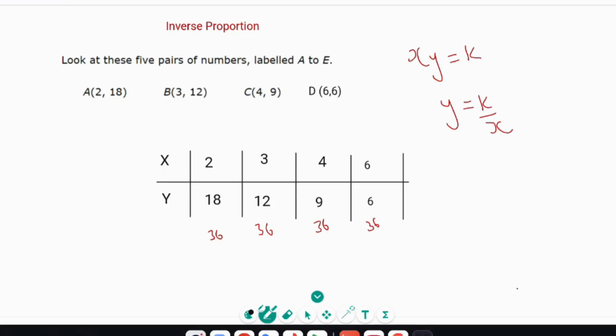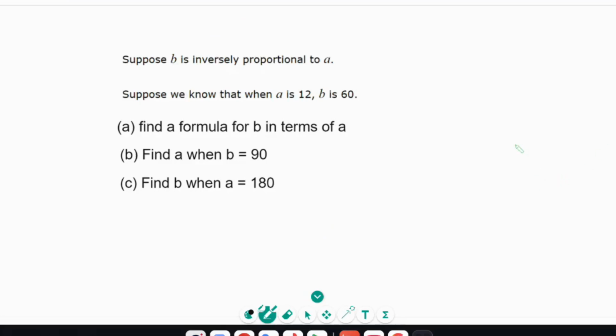Okay, so let's just have a look at how to apply that to a question. Suppose B is inversely proportional to A. This time, for inverse proportion, we use that symbol. We write 1 over. So B is inversely proportional to A. And then when we involve our K, B is equal to K over A.